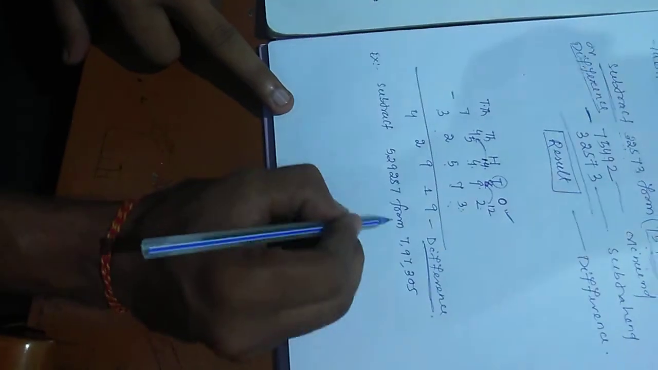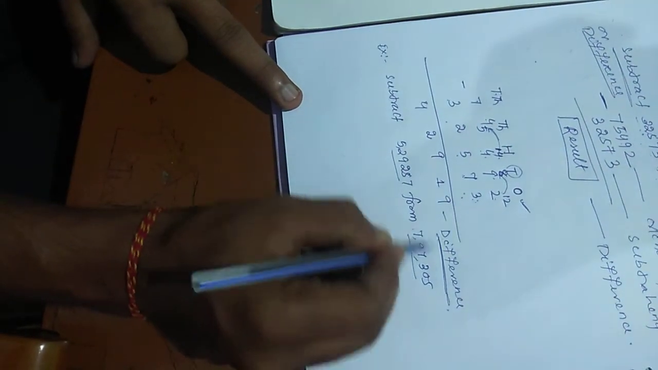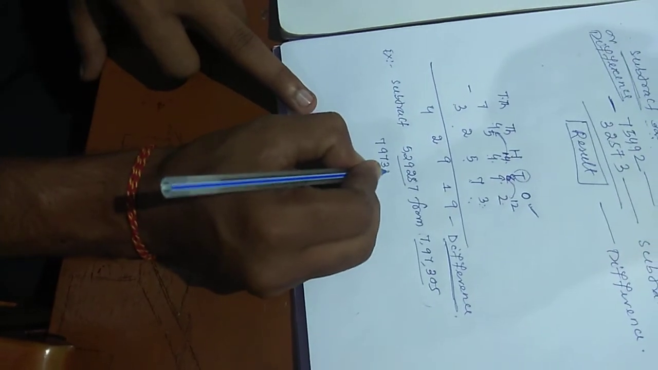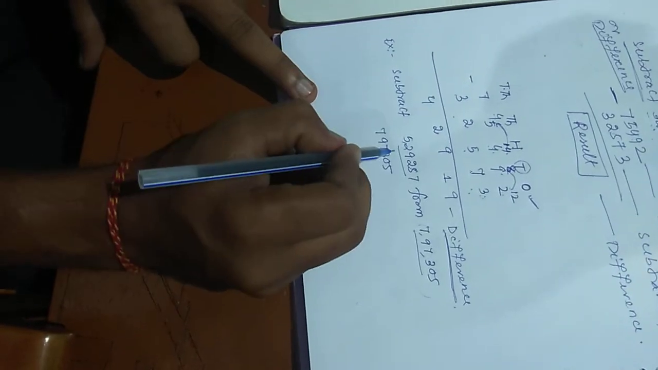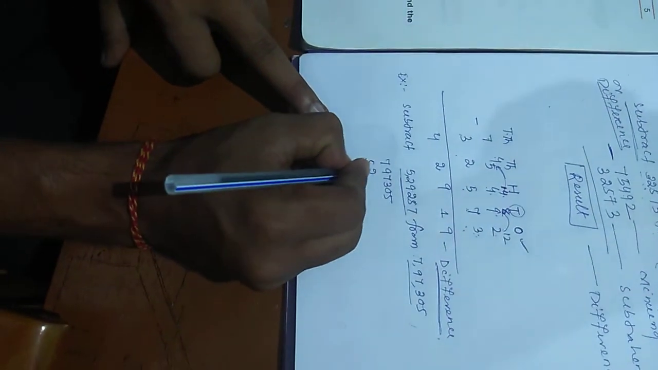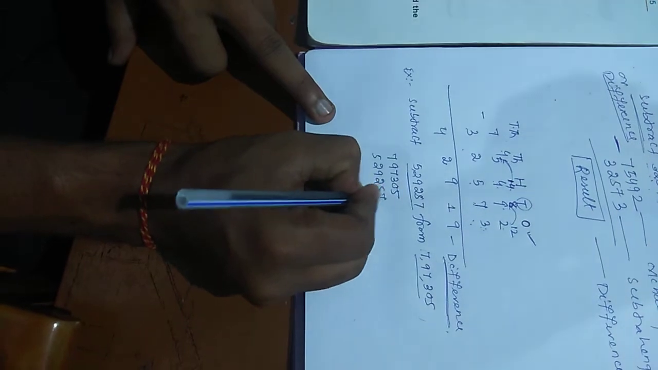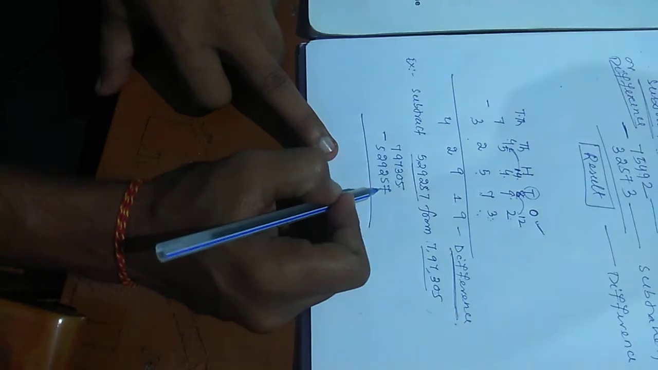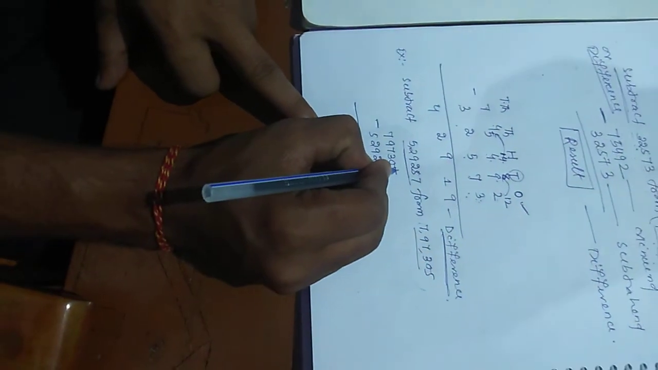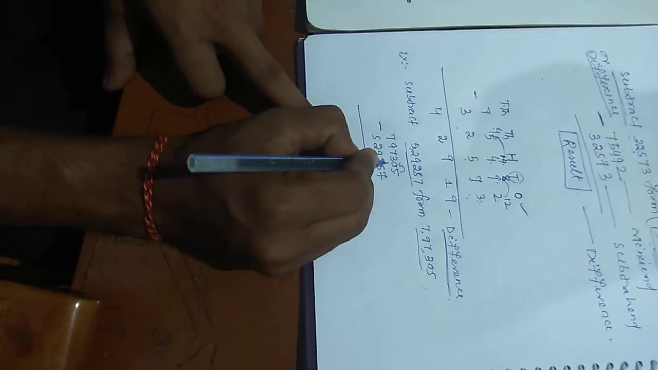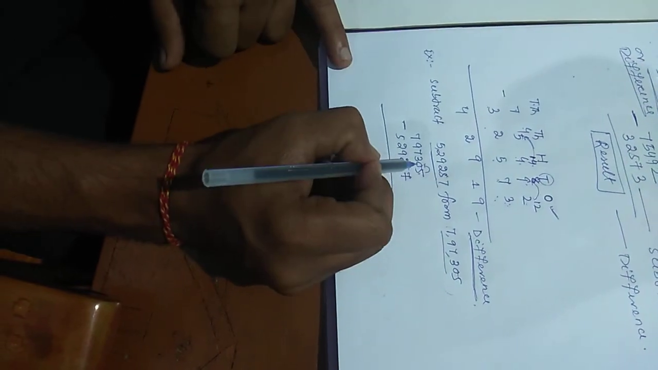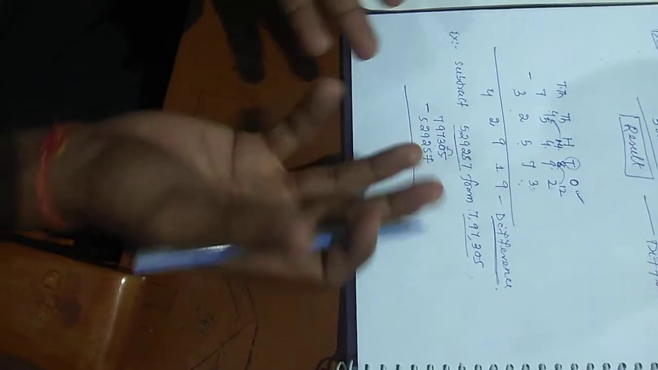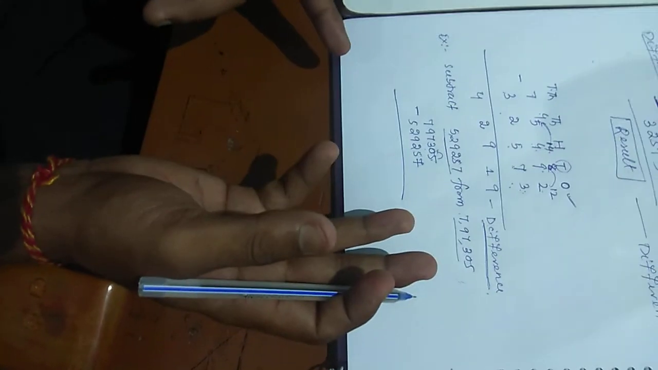First, let's subtract this from this. So you have to write in the minuend position 7,97,305. Then in the subtrahend position 5,29,257, with the minus sign. So let us subtract. So 5 minus 7, this is not possible. So it will take 1 from the tens place. But here in the tens place only 0 is there. So 0 means nothing. So it cannot give to the ones place.